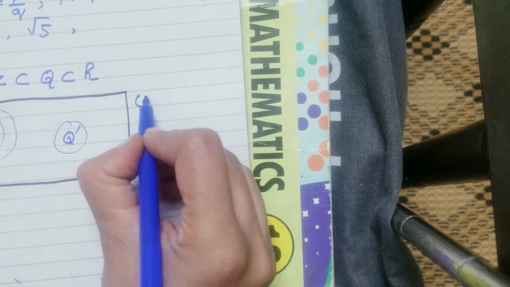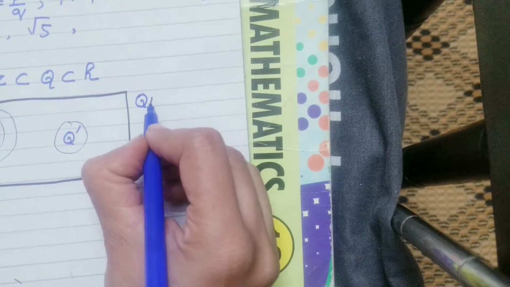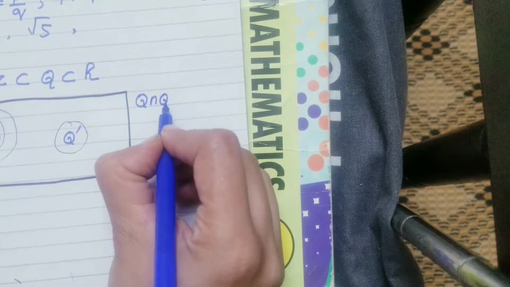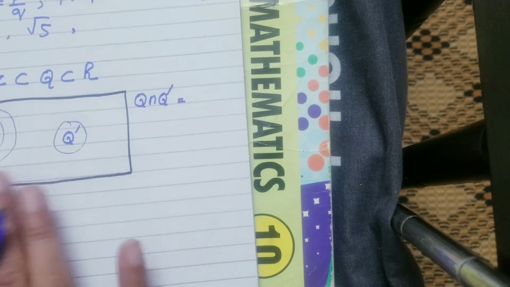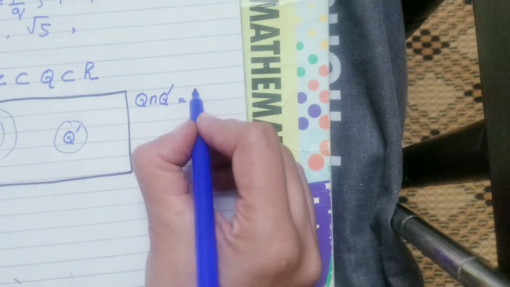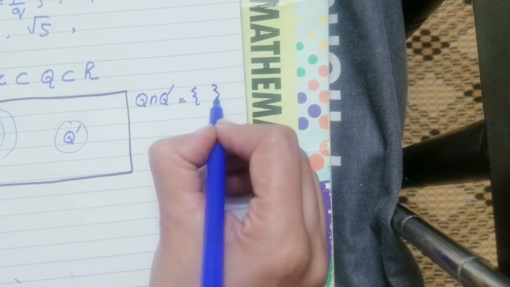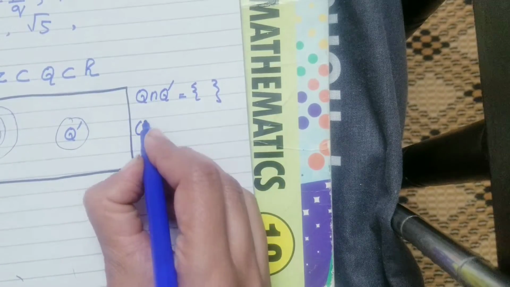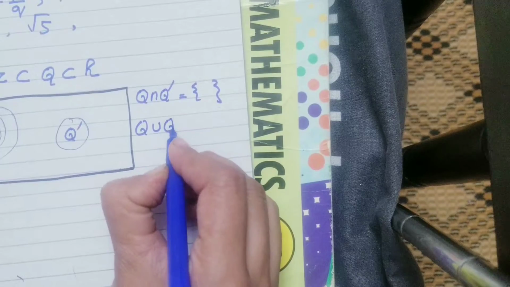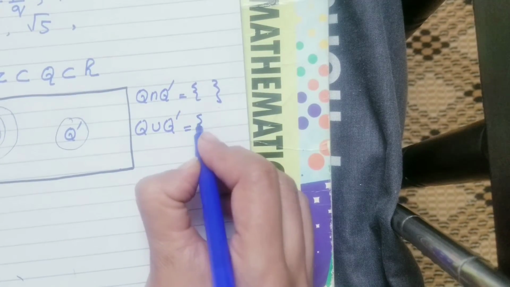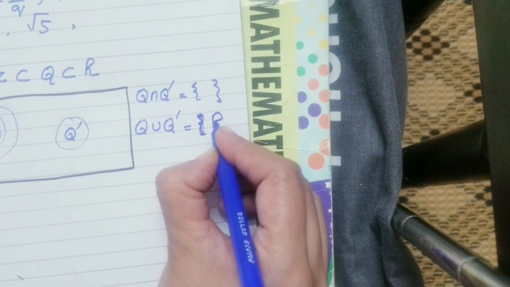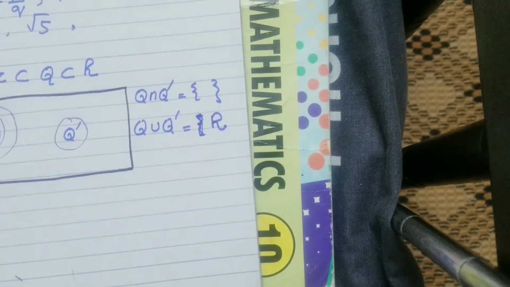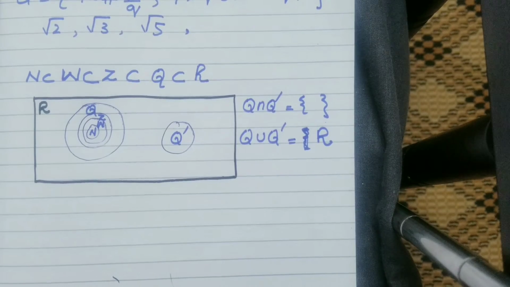If we take the intersection of rational and irrational numbers, nothing is the same in these two sets, so we will get an empty set. And if we take the union of these two sets, we will get the set of real numbers. I hope you know now what is the set of real numbers.